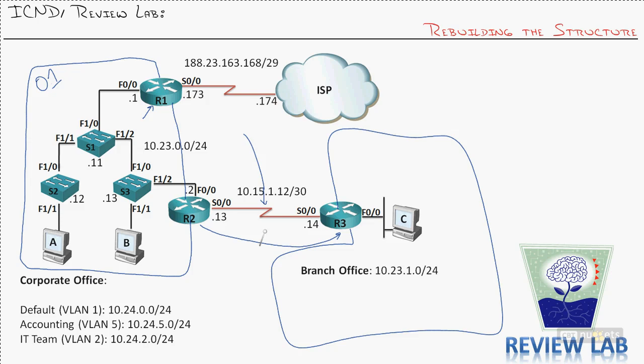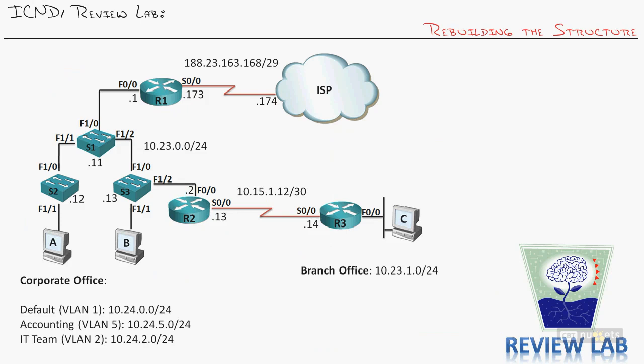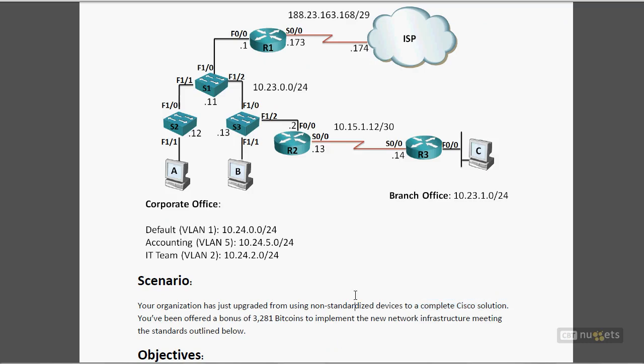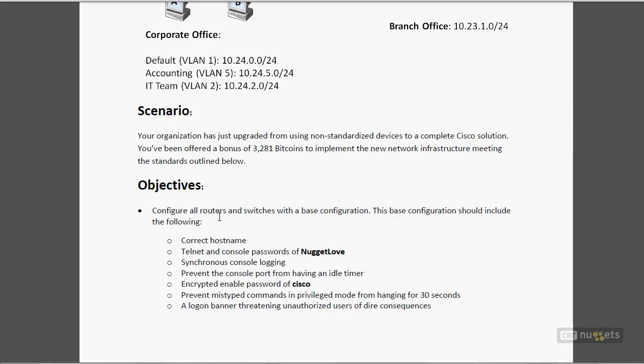Okay, so with that, let's look at the lab and look at our first objective. It says, number 1, configure all the routers and switches with a base configuration. So what does that mean? Base configuration should include the right host name, telnet and console passwords of Nugget Love, synchronous console logging, preventing the console port from having an idle timer. And by the way, this one just is handy.